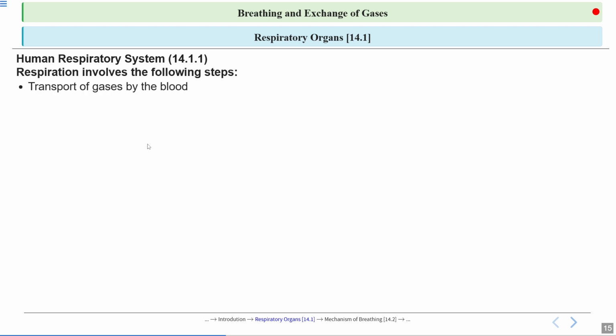So we were discussing the steps involved in respiration. After the diffusion of the gases, both carbon dioxide and oxygen are transported by the blood. Clear? And then there is diffusion of oxygen and carbon dioxide between the blood and the tissues.